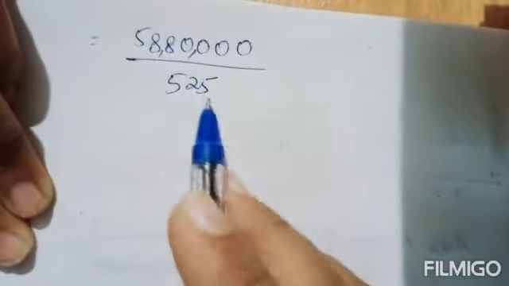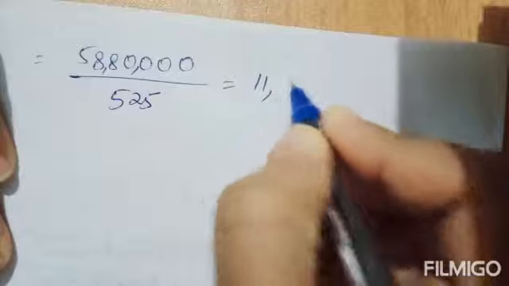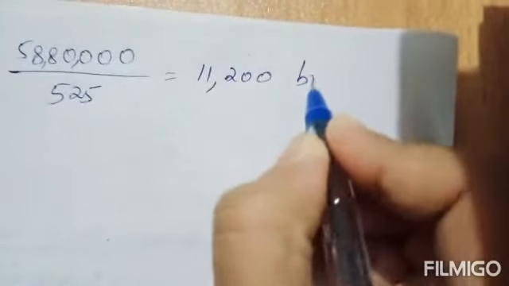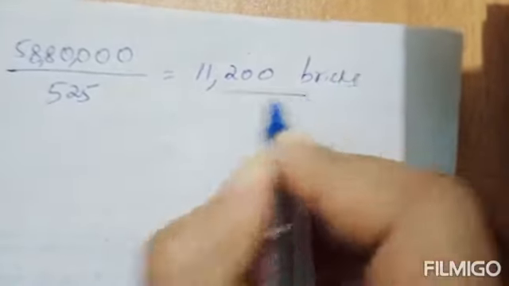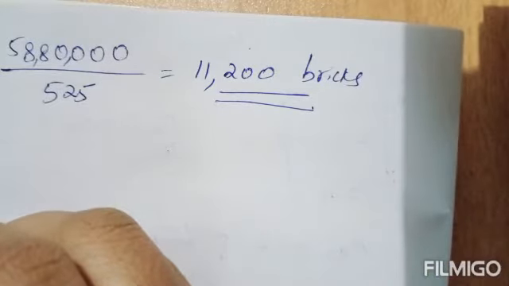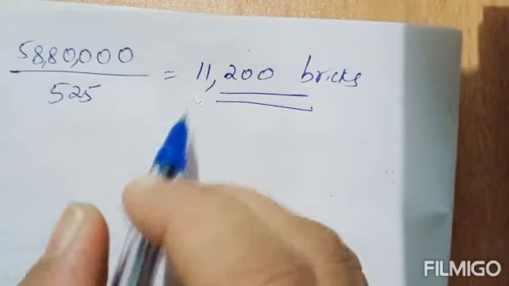Now 58,80,000 divided by 525. On dividing you will get 11,200. So this many bricks are required to pave the corridor. Okay, the number of bricks required is 11,200.